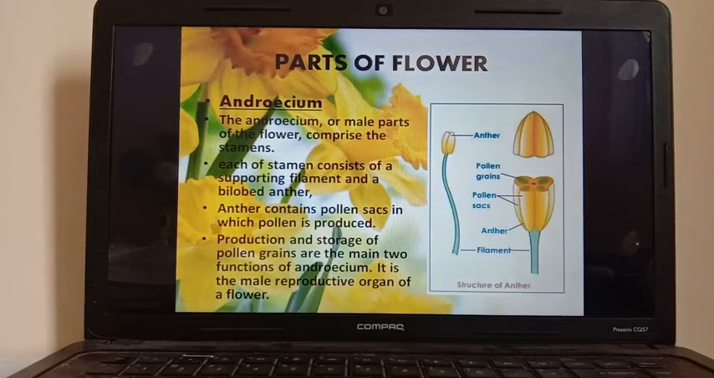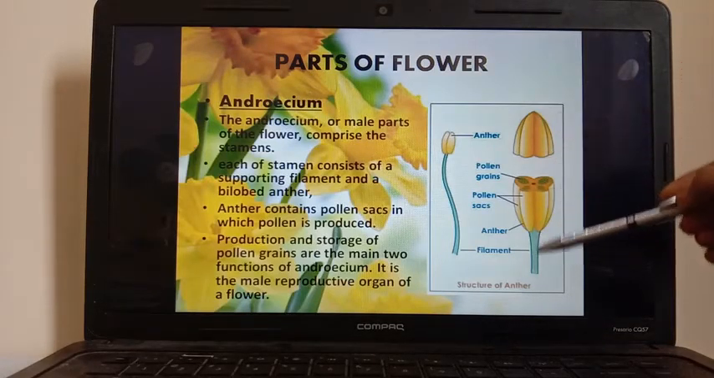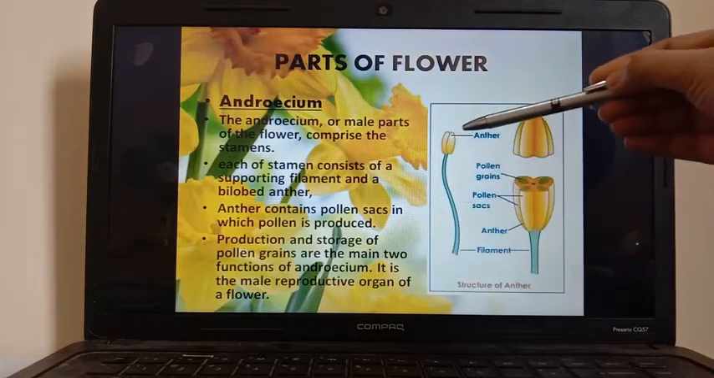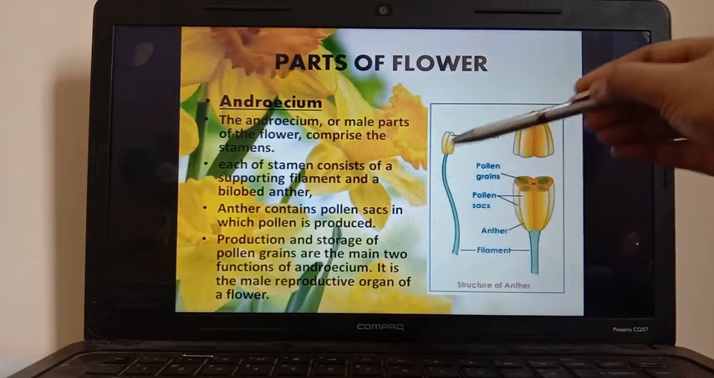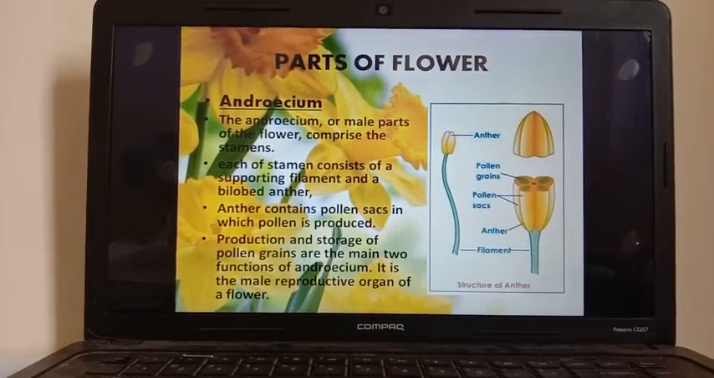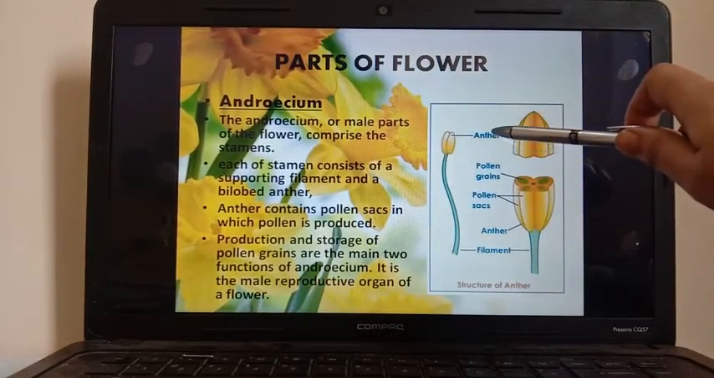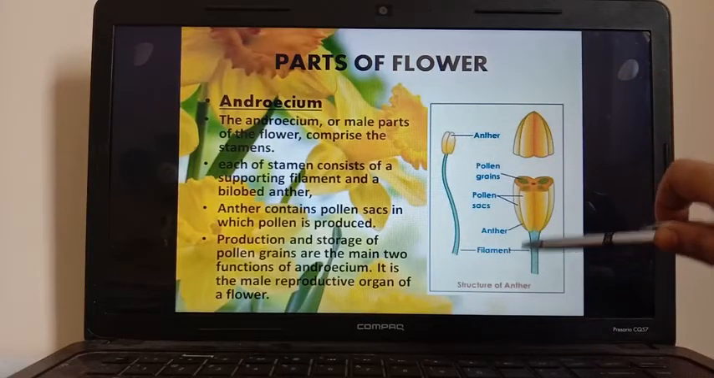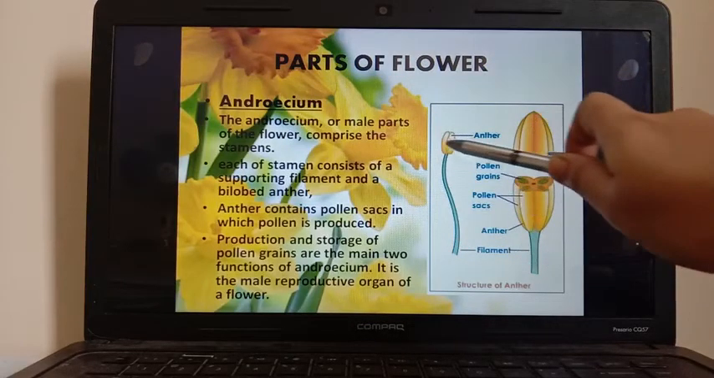Now the next one is the male part, or androecium. The androecium, or male parts of the flower, comprise the stamens. Stamens are collectively known as the androecium. Each stamen you can see in that diagram. This is the stamen, a single stamen structure, which mainly consists of two parts. The top part is known as the anther, the down part is known as the filament. You can see here this two-lobe structure.